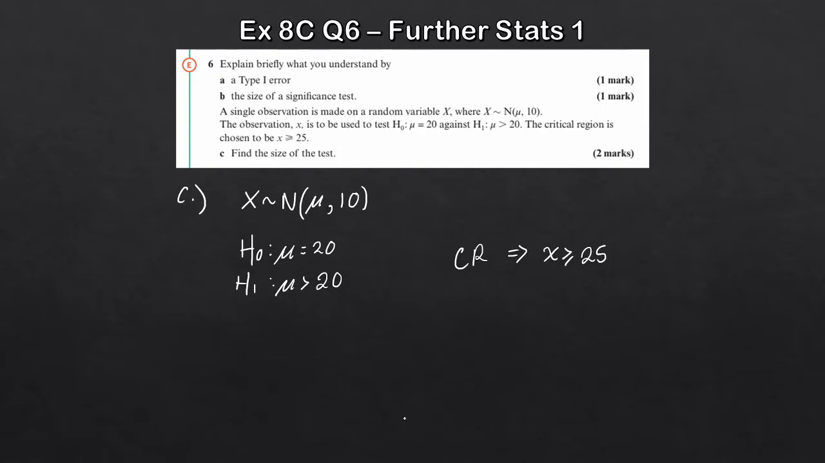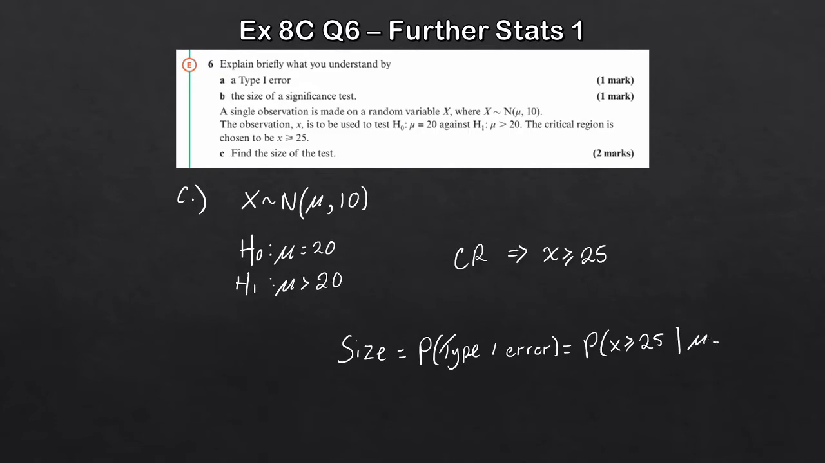So remember, the size of the test is the probability of making a type 1 error. And the probability of making a type 1 error is when you reject H0 when you should have accepted. So how do we reject this? Well, we need x to be greater than or equal to 25. So what we're looking for here is the size, which is equal to the probability of type 1 error, which is the probability that x is greater than or equal to 25. That means we're in the critical region when mu is 20. That's what we're testing, right? Our hypothesis: mu is equal to 20 or is greater than 20.